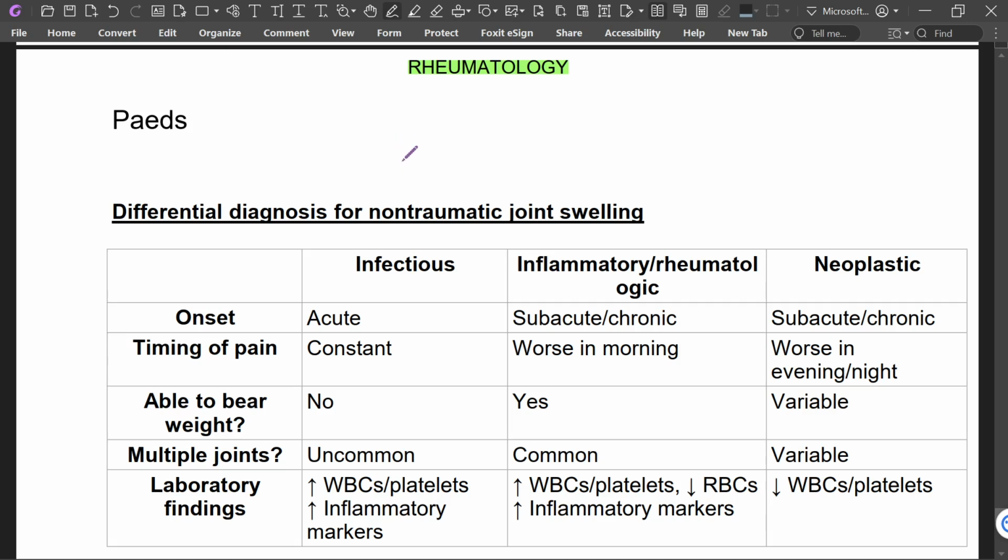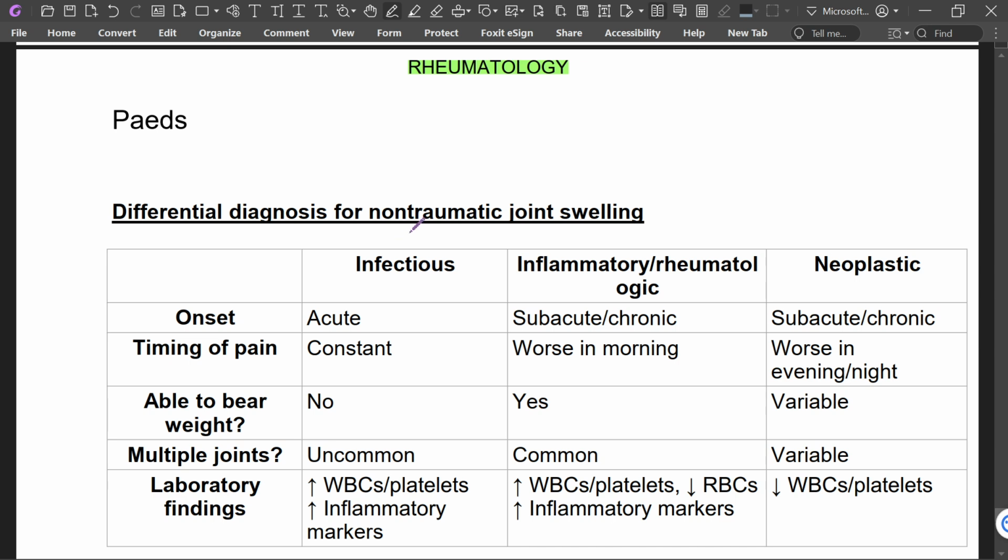Okay, today I would like to discuss rheumatology. It will be again the same strategy, like 10 to 15 pages at a row, trying to discuss these things and try to clear the concept.